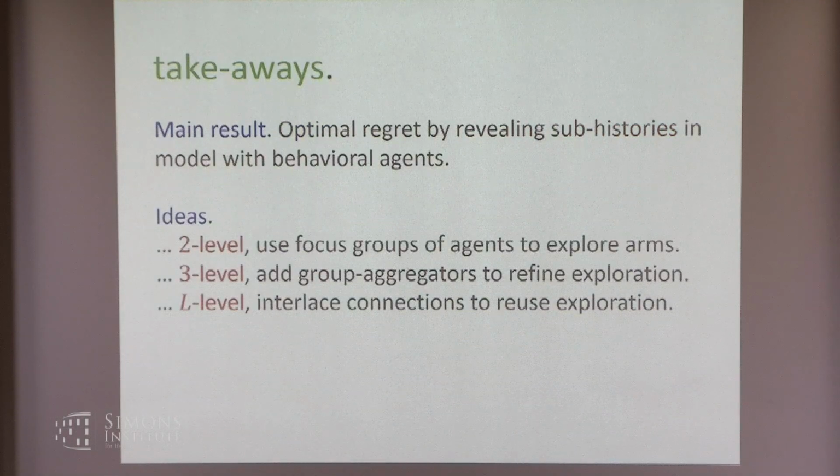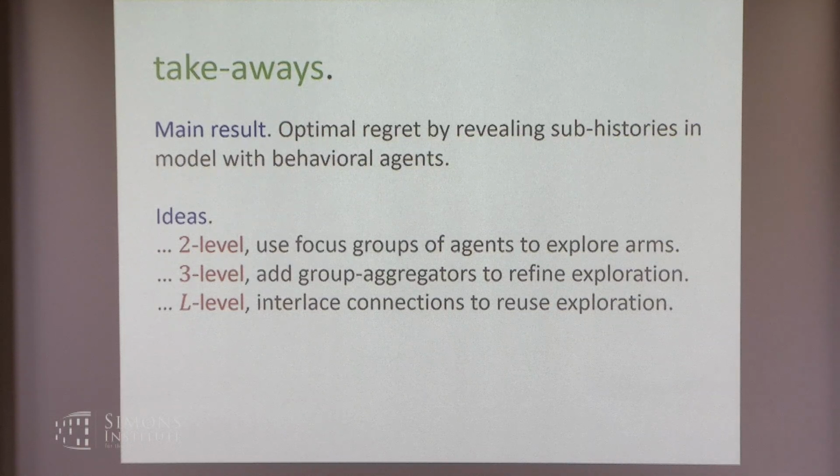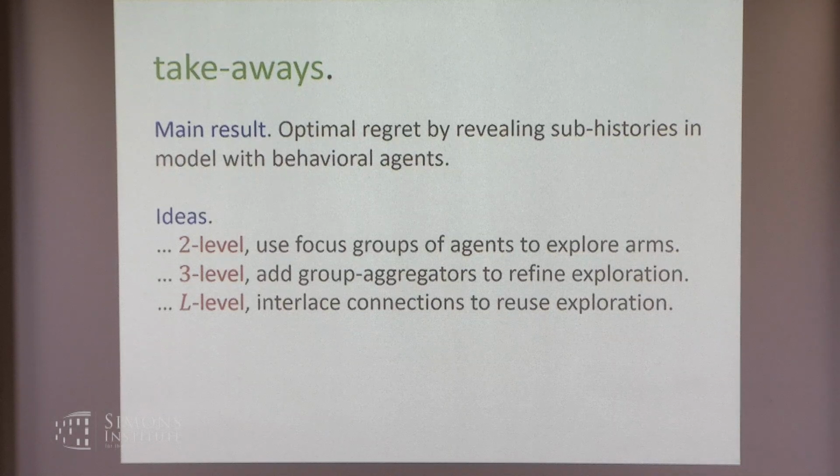So in conclusion, I get optimal regret by revealing subhistories in a model with behavioral agents. The 2-level idea was to use focus groups. The 3-level idea let us improve our regret bound by adding group aggregators that helped us refine the exploration. And the L-level construction gave us a way that you can reuse exploration in order to improve the regret bound even further. Thank you.